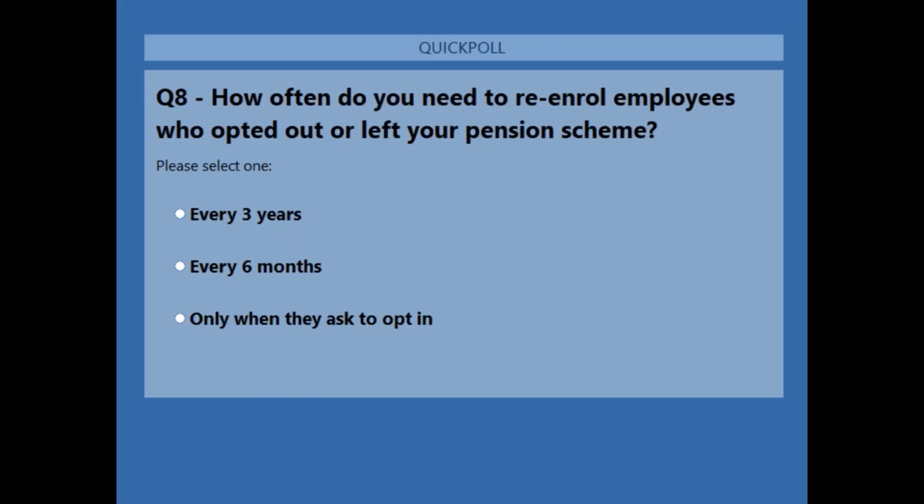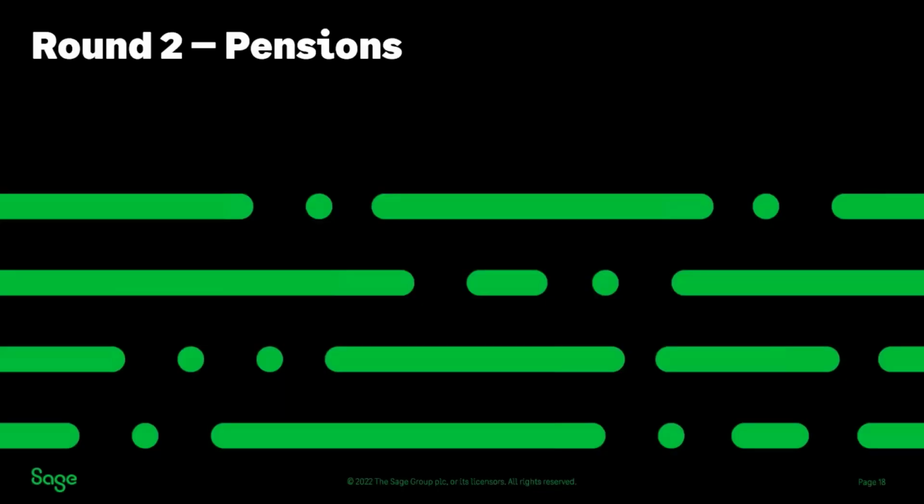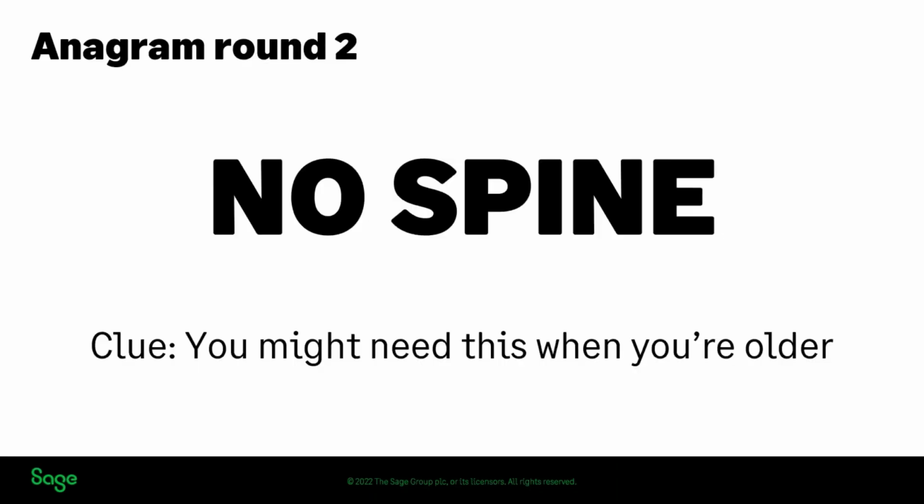Okay, so that is the time up for this particular question as well. And that wraps up round 2. So yet again, we do have a bit of a bonus for you all, which is another anagram. If you wish to, by all means, you can put your answers in the questions and let us know what you think it is. But this one is no spine. So again, the clue here is you might need this when you're older.